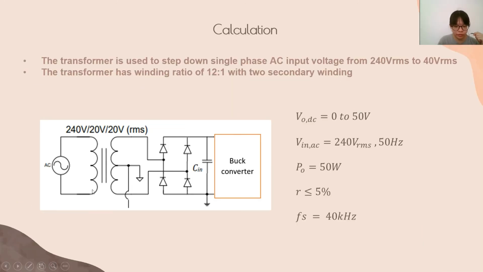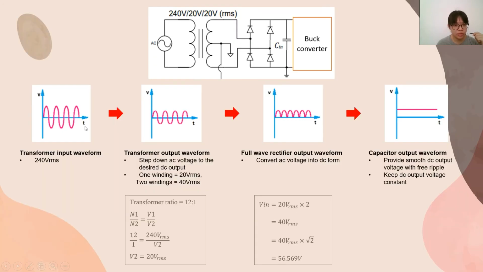This is our design for the SMPS, where we start with a transformer which has a winding ratio of 12:1 with 2 secondary windings. The transformer has stepped down the single-phase AC input voltage from 240 VRMS to 20 VRMS for one winding. So for two windings, we will get 40 VRMS and we multiply by square root 2 and we will get the V in is 56.569 volt.